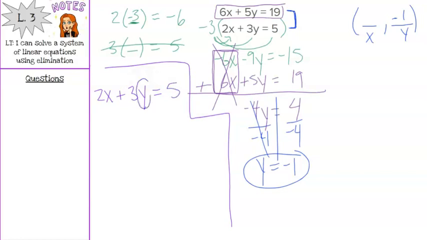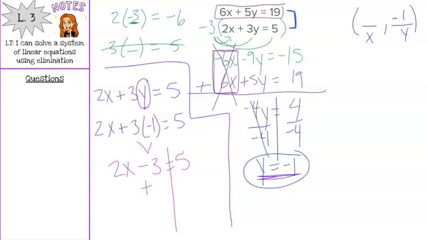Well, now I know that my y value is negative 1. So I'm going to replace my y value with negative 1 in parentheses. And now I'm going to solve this equation. First off, 3 times negative 1 is negative 3. So 2x minus 3 equals 5.